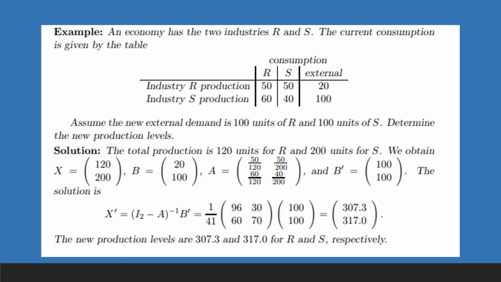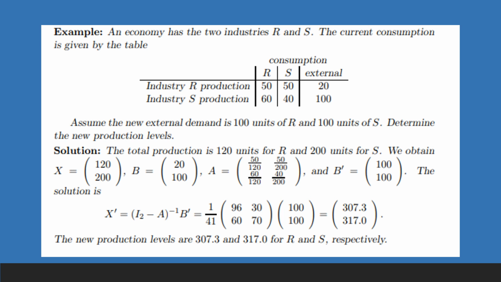Let's take this example. An economy has two industries R and S. The current consumption is given in the table. In this, the external consumption, the current consumption, is 20 and 100. But if you assume that the new external demand is 100 for R and 100 for S, you are asked to find the new production level. So here X is, already we have 20, another 100, so it will be 120. And for S it is 100 already, but the new demand is another 100, so the total will be 200. So we have got X as 120 and 200.